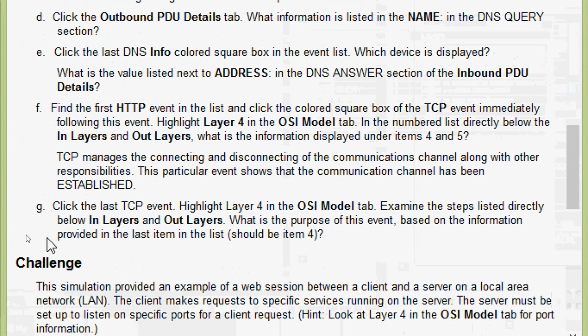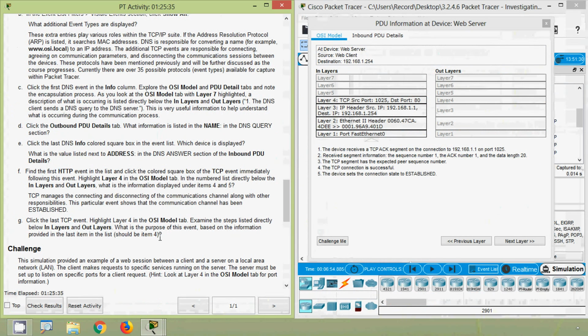Okay, now we will come to G. Click the last TCP event. Highlight layer 4 in the OSI model tab. Examine the steps listed directly below in layers and out layers. What is the purpose of this event based on the information provided in the last item in the list? Should be item 4. Okay.